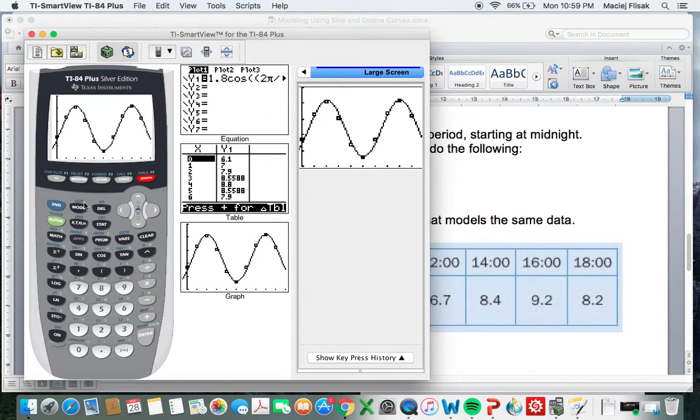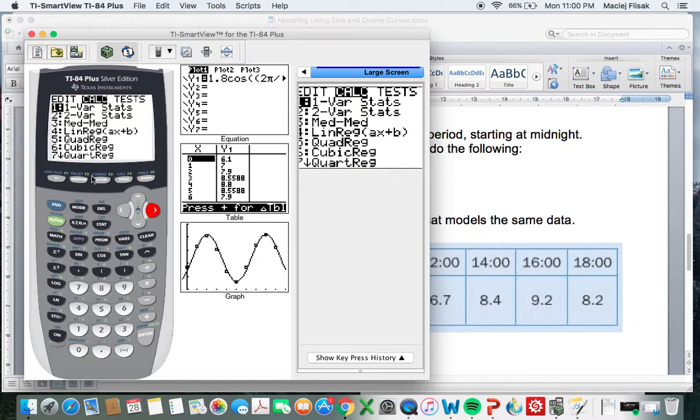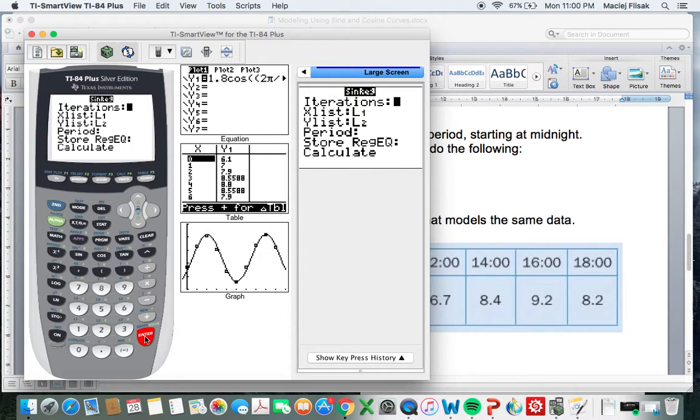So here's how you do it. Go to stat, calc, and down here you can see linear regression, quadratic regression, cubic. Those are all the regressions your calculator can do for you. If you ever see data that looks like a parabola, you can run a quadratic regression and your calculator will give you the equation of a parabola that matches the data. Now we're going to look down and you're going to see sine regression. There it is. Your calculator will make a sine curve.